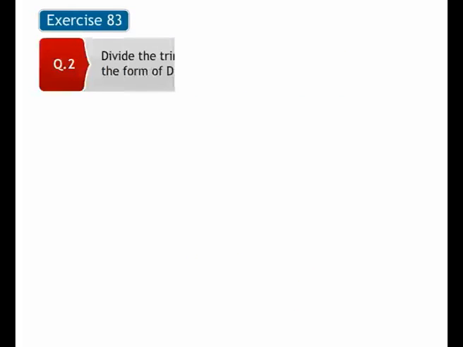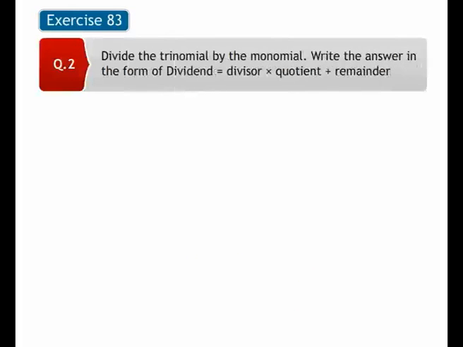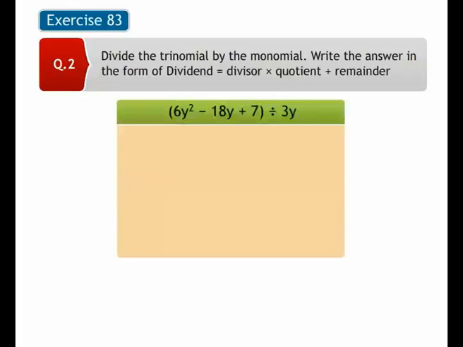Question 2. Divide the trinomial by the monomial. Write the answer in the form of dividend is equal to divisor into quotient plus remainder. 6y square minus 18y plus 7, 3y. Here the dividend is 6y square minus 18y plus 7 and the divisor is 3y.